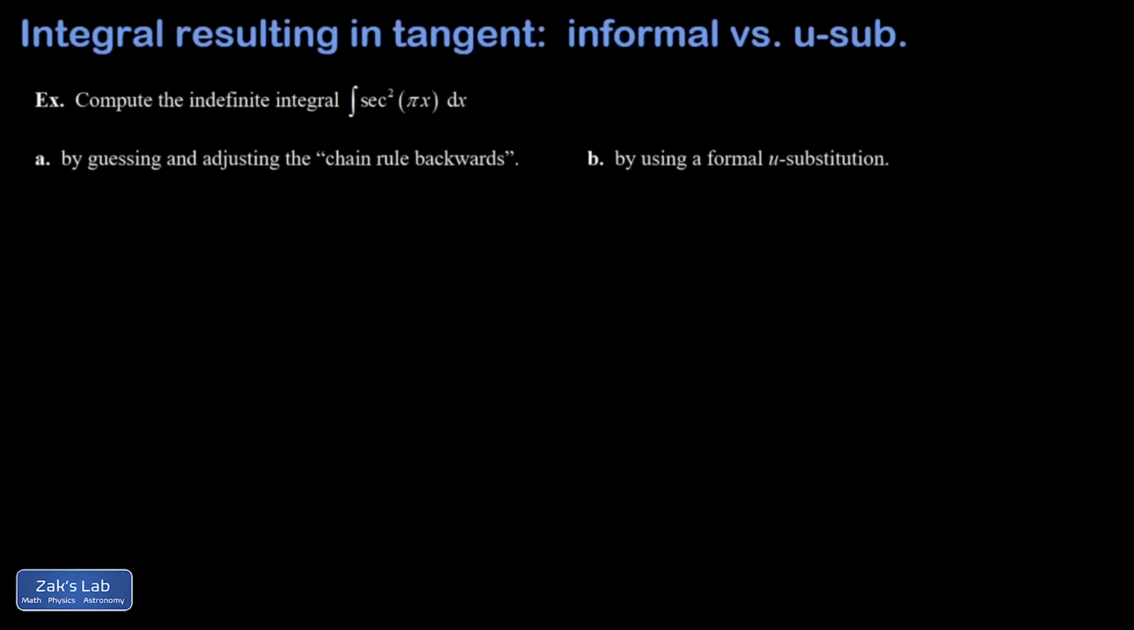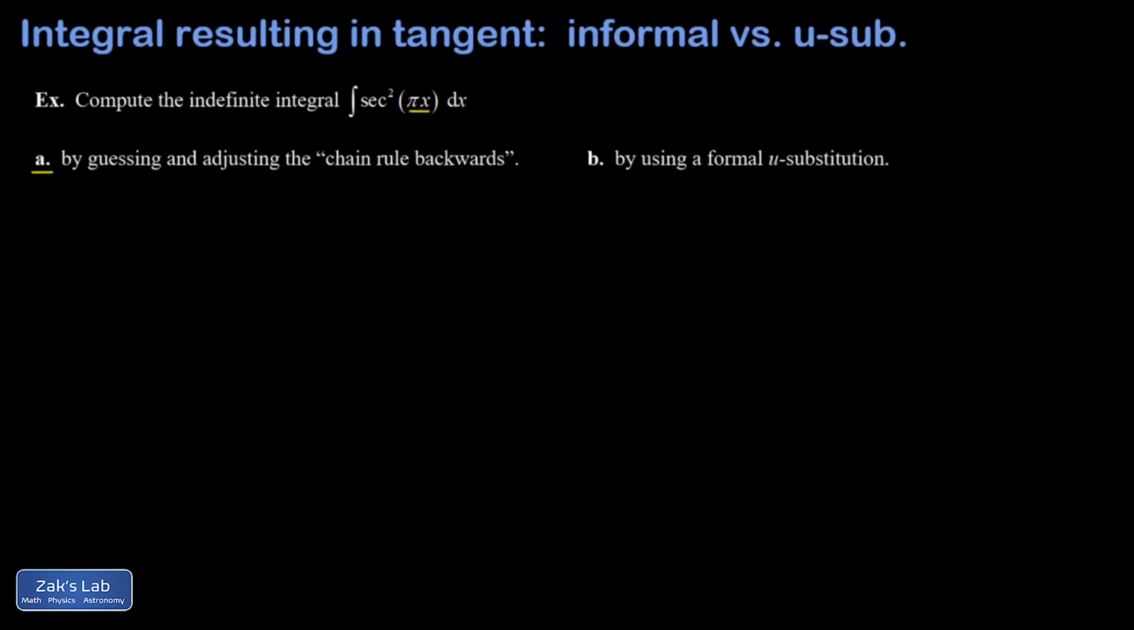In this example, we're asked to compute the integral of secant squared pi x in two different ways. And the first one is to do it informally by guessing and adjusting the chain rule backwards. And what I mean by this is when I look at the integral, I see the secant squared function. And I know that secant squared comes from differentiating the tangent function. And of course, I have this complication that the argument is pi x instead of just an ordinary x.